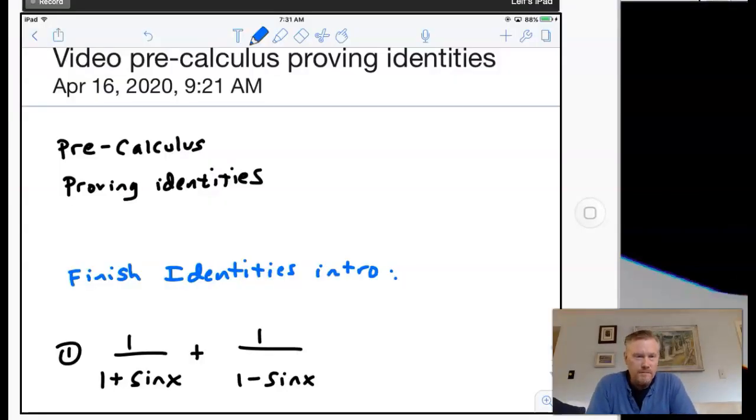Okay, hi there. Today, for pre-calculus, I'm going to be covering proving identities. Before I get to proving identities, I got a couple problems here to show you, which were kind of more of the introduction to identities. So I'm going to do these first. The proving identities really has to do with when you have an equal sign, and you're proving that the two things are equal to each other. All right, so first one.